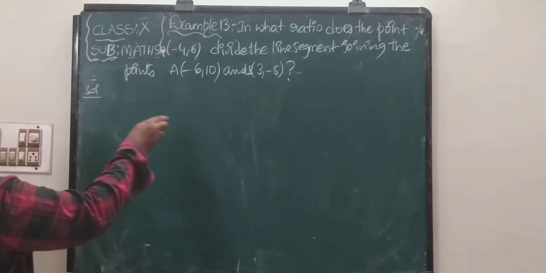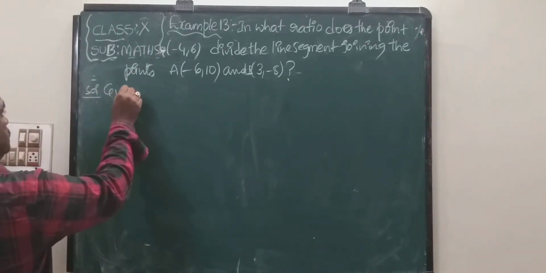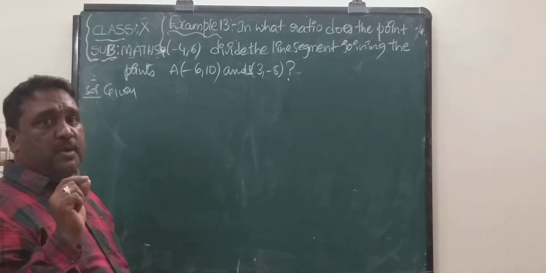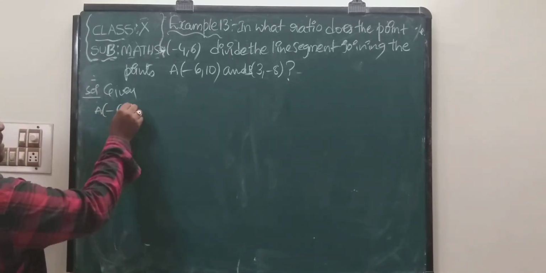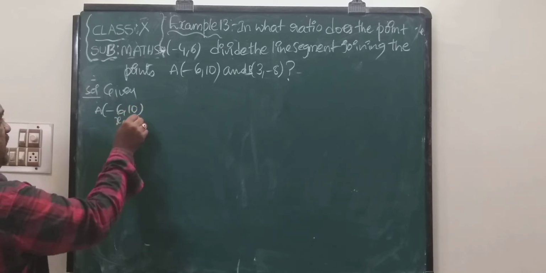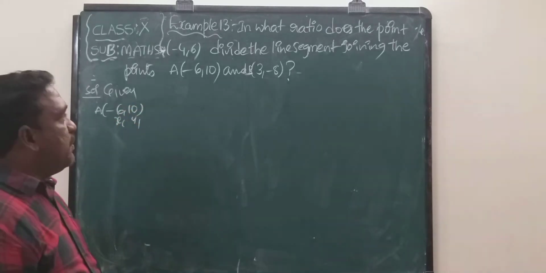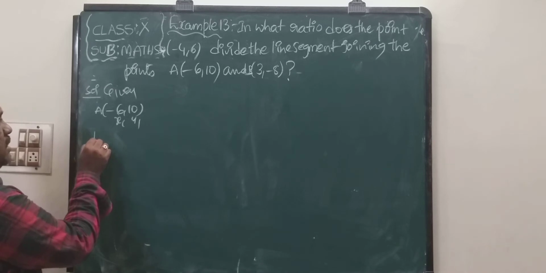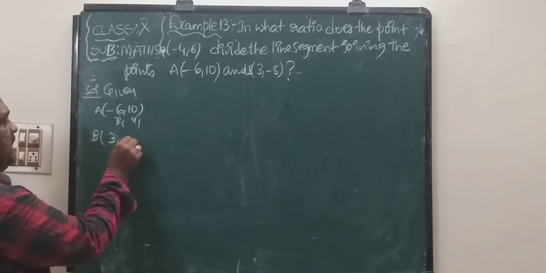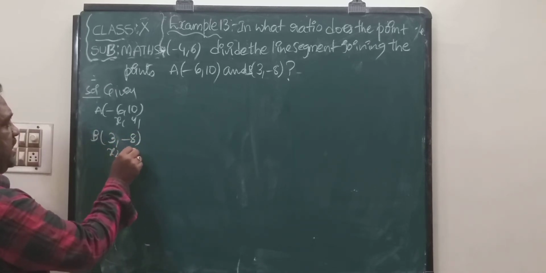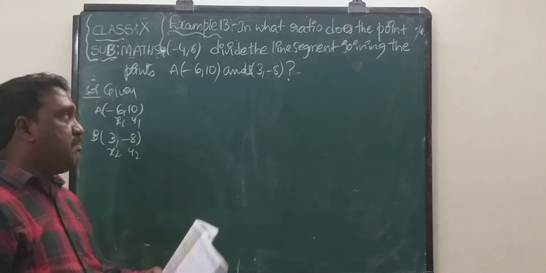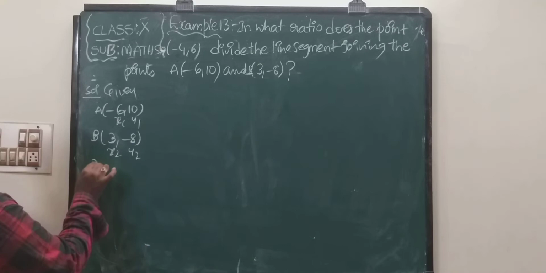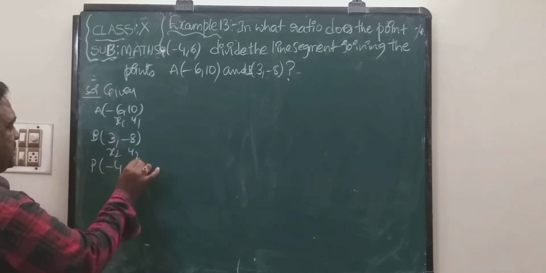So given, let us name the first point, already it is given, A(-6, 10), let it be x1, y1. Second point B(3, -8), let it be x2, y2. Let us name the third point as P. P is the dividing point (-4, 6).